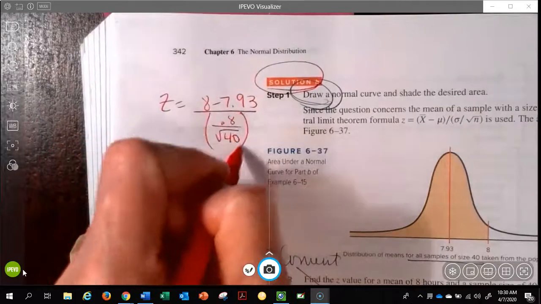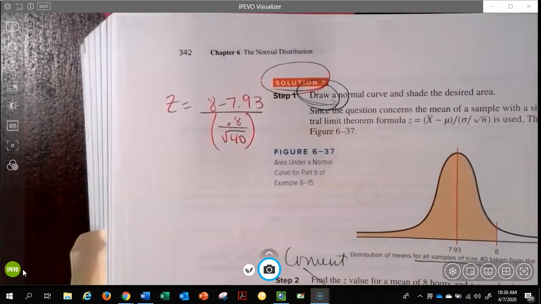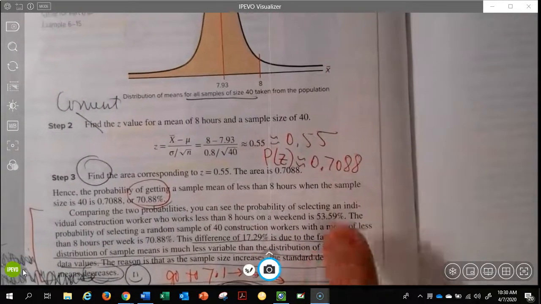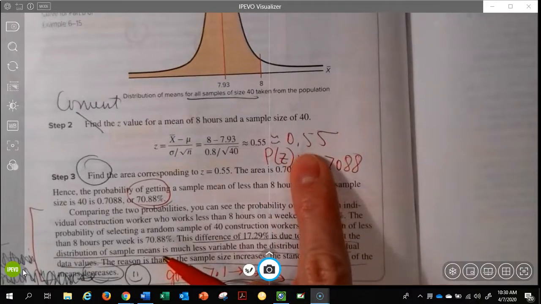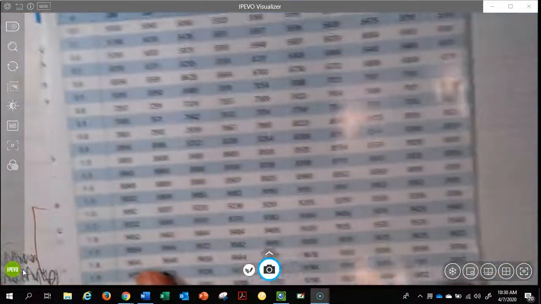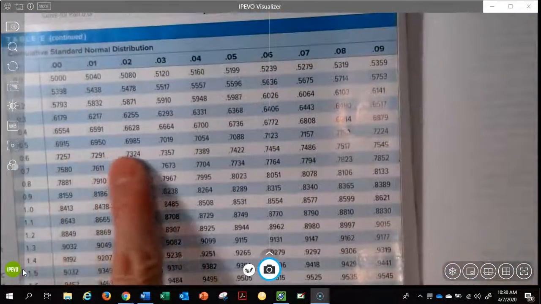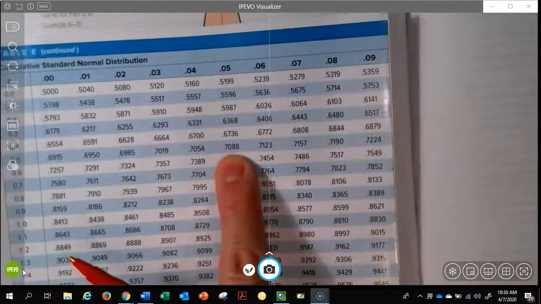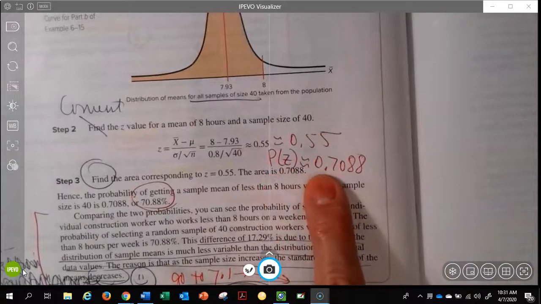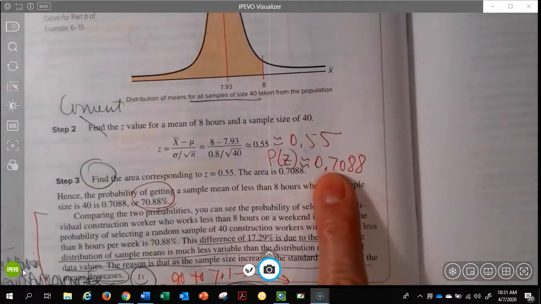Again, be smarter than your calculator. You might want to overuse parentheses. You got to learn your calculator and what it does for you. But when you look down here, I got about 0.55. So I take my 0.55 because I need to draw, convert. 0.55, we're sitting at 0.7088. My probability is about 0.7, so it's about 70%.